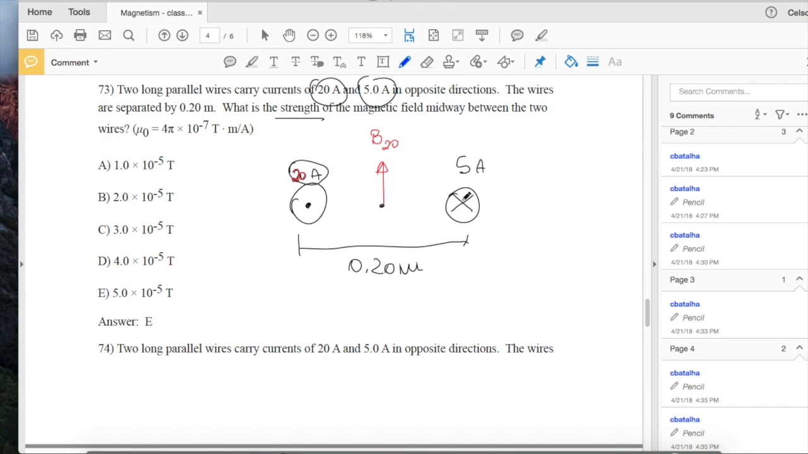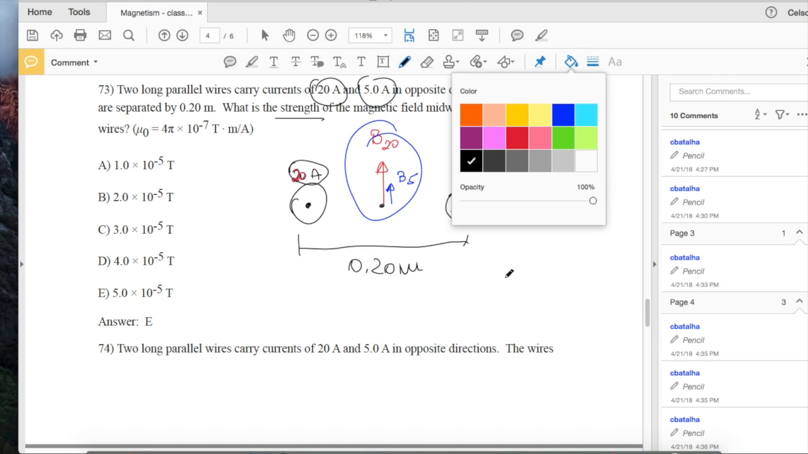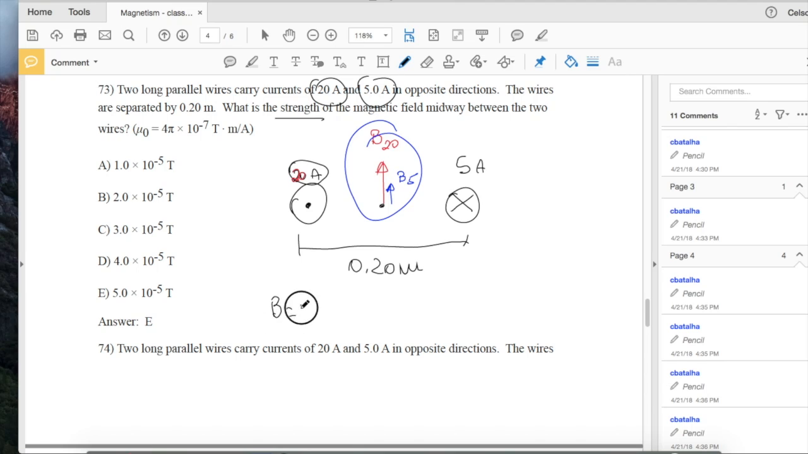Okay, and let's look at the 5 amps wire. Now you have your right hand with your thumb going into the screen, right? That's the direction in which the current flows, and then you curl your fingers as if you're going to grab it, and then you have a field that is like this at that point. So the total field is given by summing up those two quantities. So B is equal to B20 plus B5.